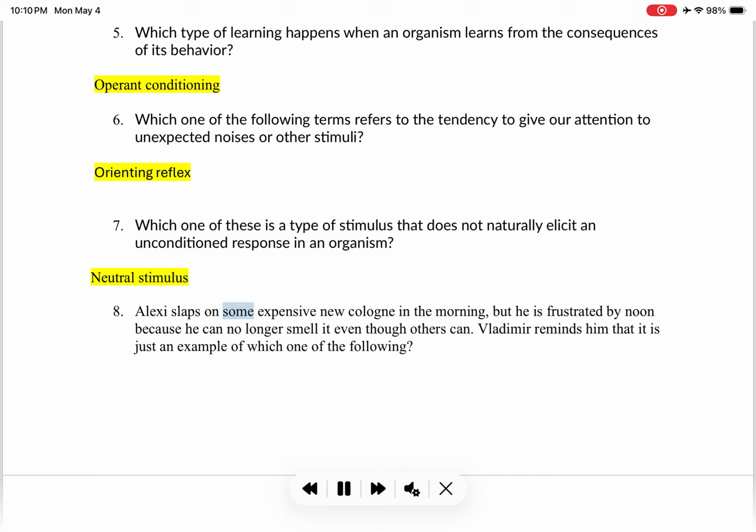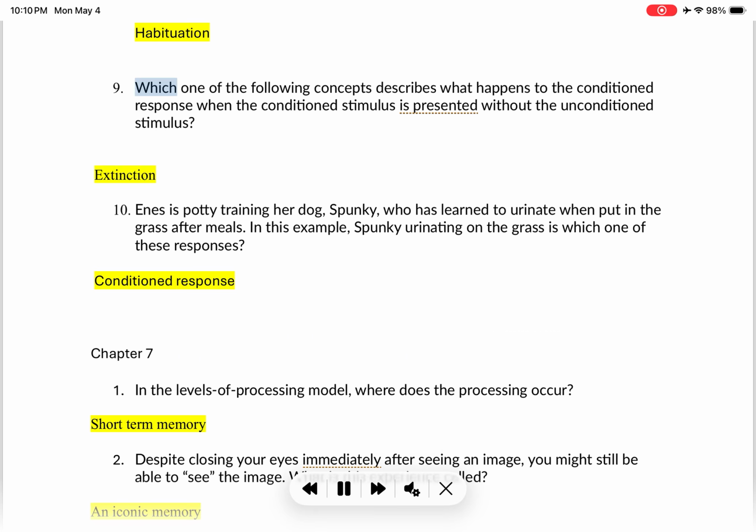Alexei slaps on some expensive new cologne in the morning, but he is frustrated by noon because he can no longer smell it even though others can. Vladimir reminds him that it is just an example of which one of the following? Habituation. Which one of the following concepts describes what happens to the conditioned response when the conditioned stimulus is presented without the unconditioned stimulus? Extinction.